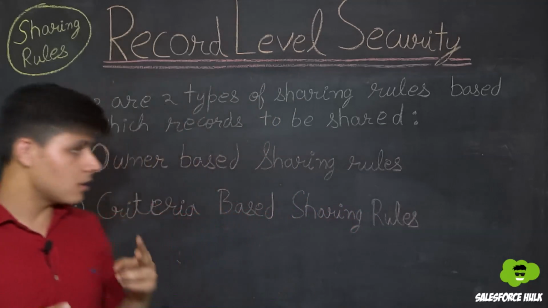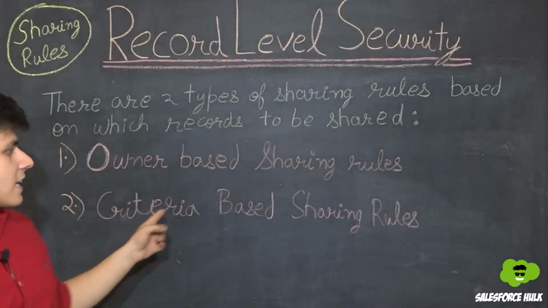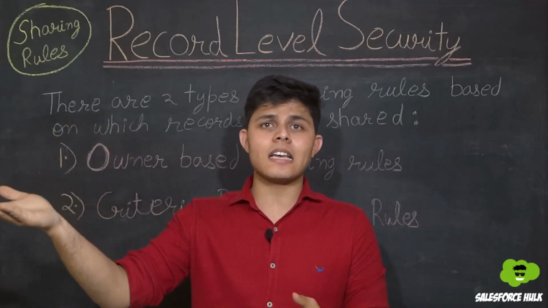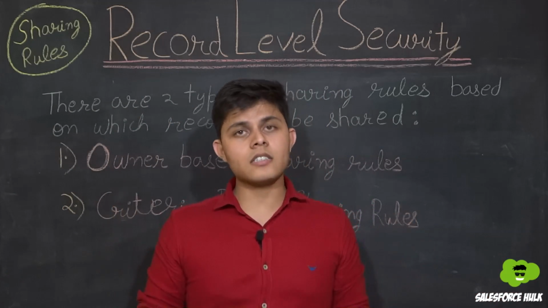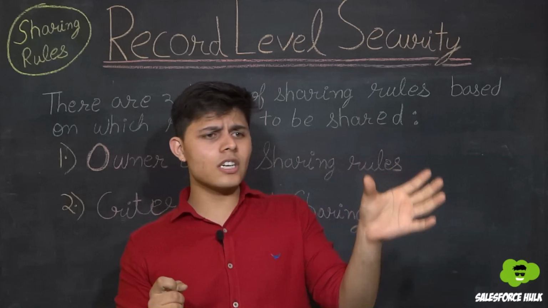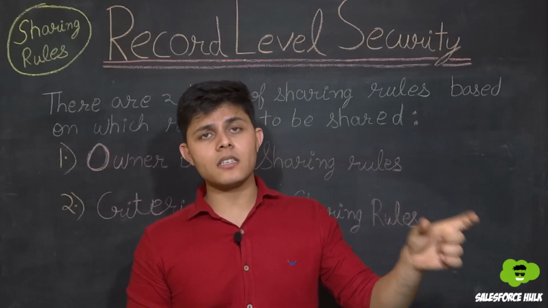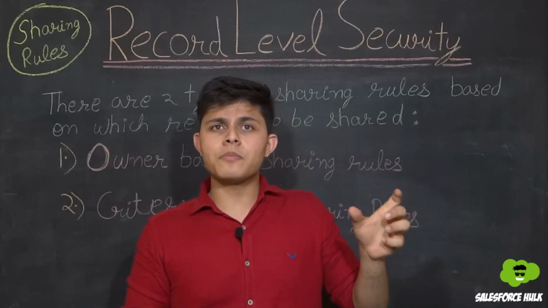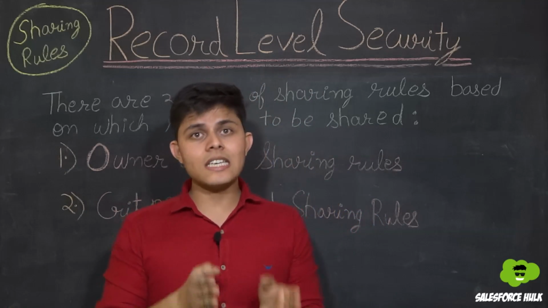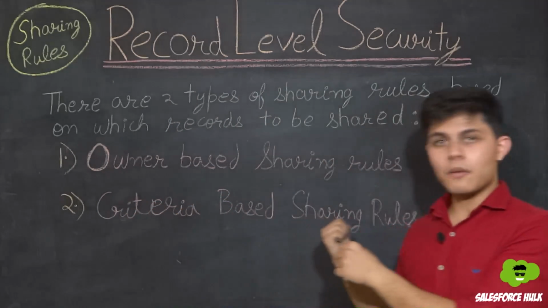Whereas in the second type of sharing rule, which is criteria based sharing rule, you share the records which meet a particular criteria. In our situation, we want to share the records whose type is savings account, or whose type is current account, or whose type is savings minor account. So these come under criteria based sharing rule.